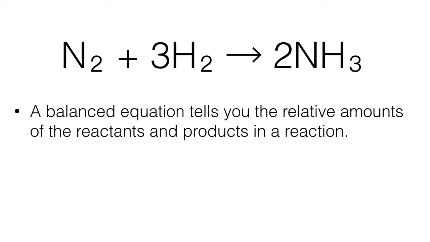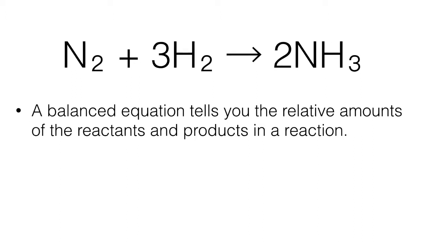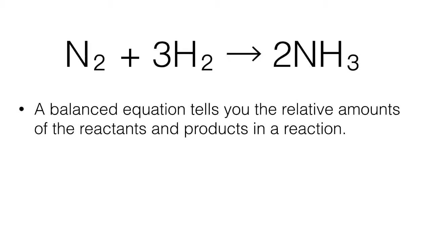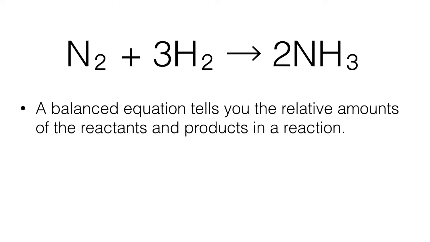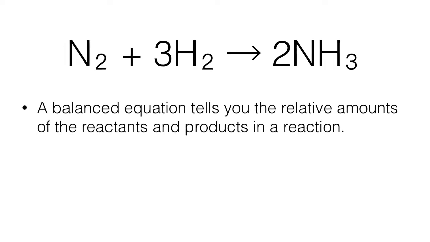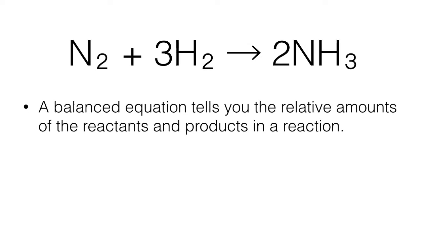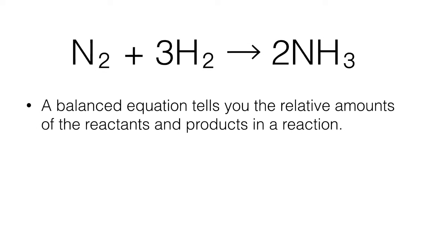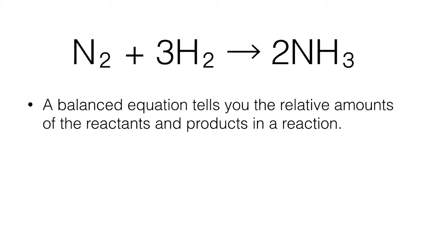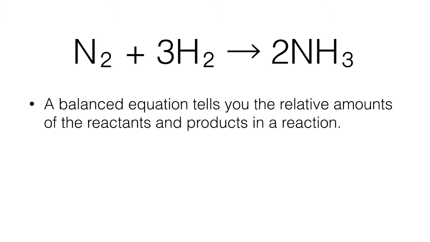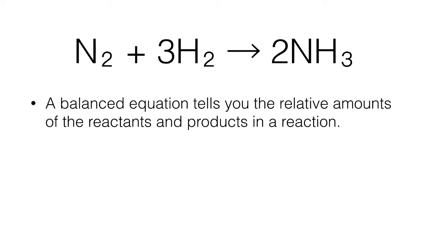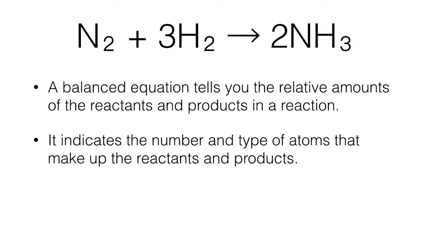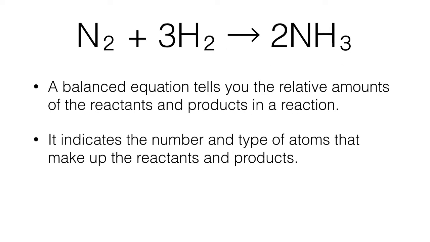We can look at this chemical equation much like a recipe. A balanced equation tells you the relative amounts of the reactants and the products in a reaction. So much like looking at a recipe for cookies, the recipe will tell you exactly how many ingredients you need to make a certain amount of cookies. The same is true here. The equation is telling you exactly how much nitrogen and how much hydrogen you need to make a certain amount of ammonia. But we can actually look at this equation in a number of different ways.